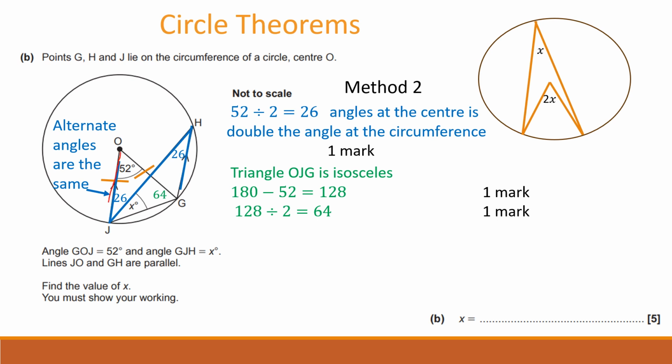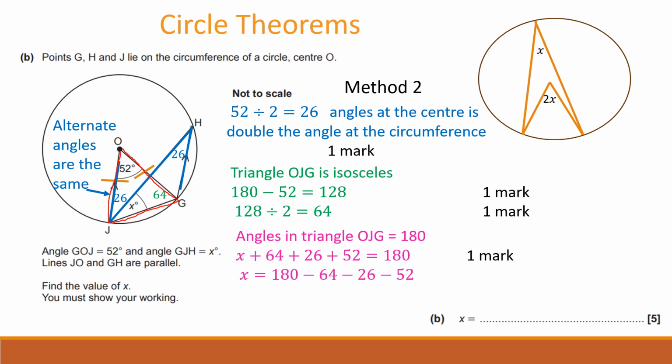So if I just draw it on this triangle O to J to G in here, angles in a triangle add up to 180. So if I add up all those angles in triangle OJG, gives me X plus 64 plus 26 plus 52 equals 180. Subtract 64, 26 and 52 from 180 gives me 38, which again is the same answer, which gives me my final 5th mark.